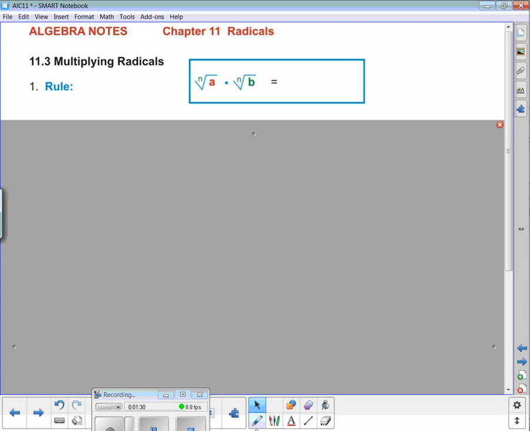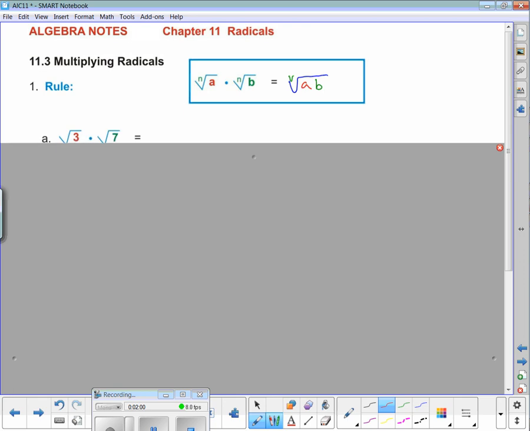So if you finish off this rule here, you're going to have a radical. They both have an n index, so we'll keep that n index. And the radicand becomes the multiplication of the first radicand times the second radicand. They just become one radical. What becomes a key, though, is the aspect of the simplification. We'll talk about that in a moment.